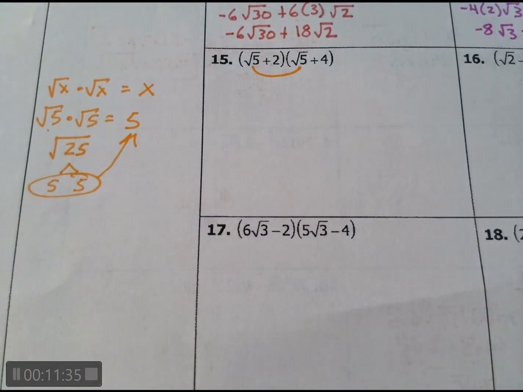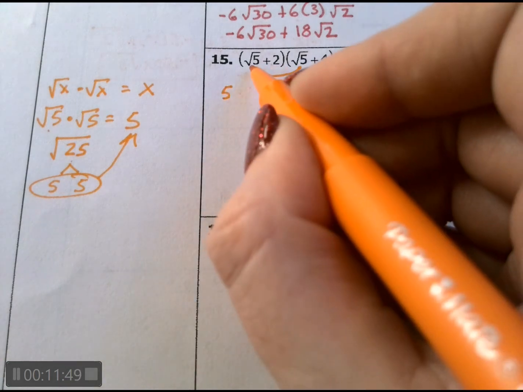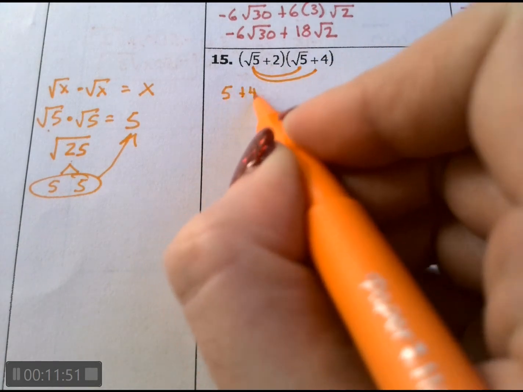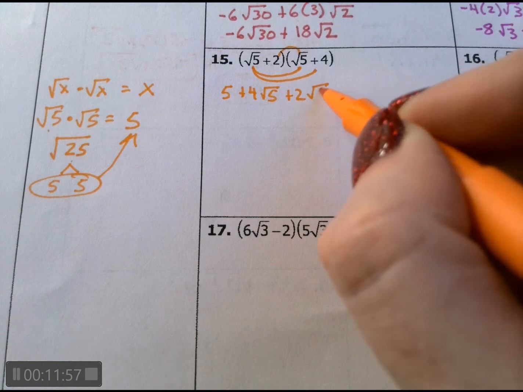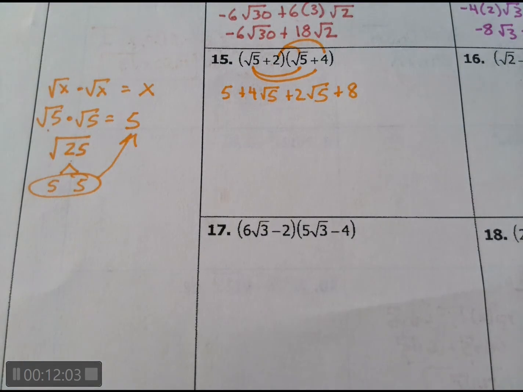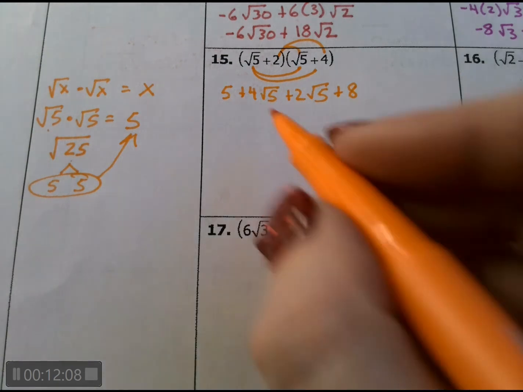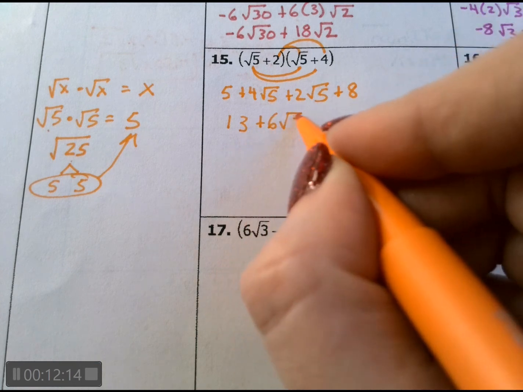So from now on, when I multiply a radical times itself, I'm not going to list out square root of 25. I'm just going to say 5 from now on. Okay? Alrighty. So we have 5, and then plus 4 square root 5, and then plus 2 square root 5, and then 8. Combine your like terms. 8 plus 5 will give you 13, and then 4 plus 2 will give you 6 square root 5.